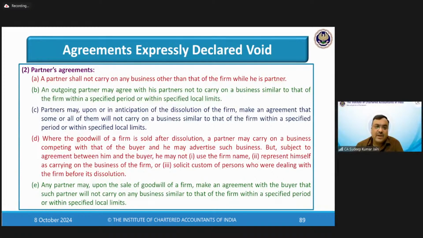C point, partners may, upon or in anticipation of the dissolution of the firm, make an agreement that some or all of them will not carry on the business similar to that of the firm within a specified period or within specified local limits. It means when the firm is dissolved, there may be an agreement among the partners that some or all of them will not carry on the similar business within the specified time period or within the specified local limits. This type of agreement is again valid.